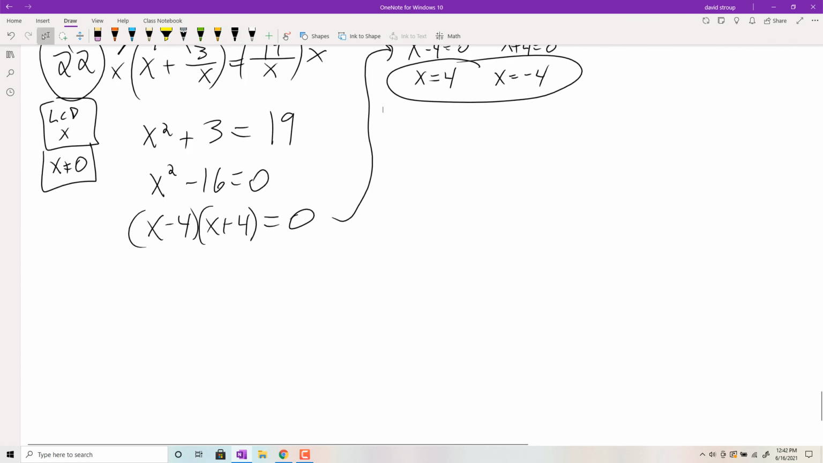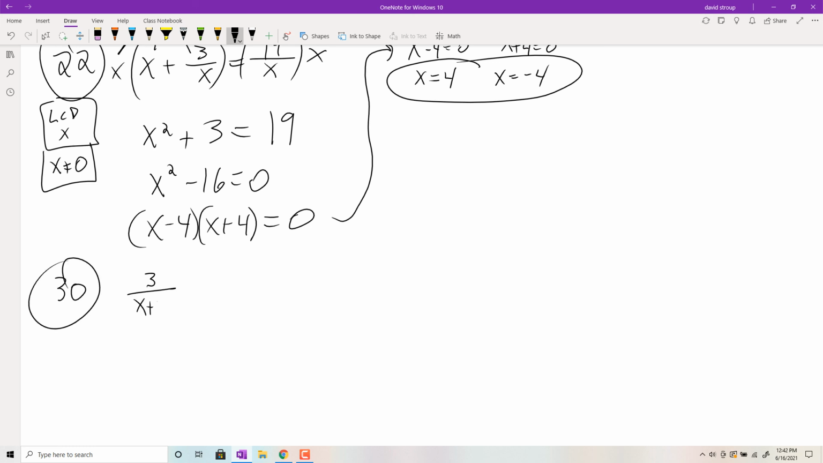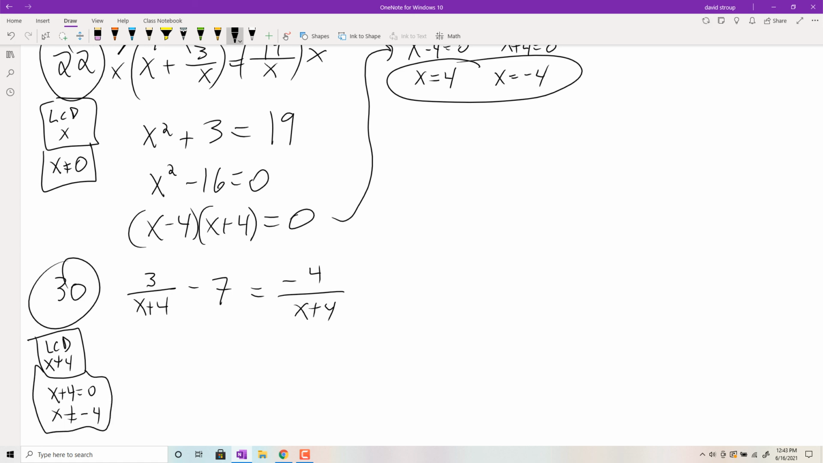Okay, next. Let's see how many more of these I got. Two more, and then we have some literal equations as well. Okay, so let's look at 30. 3 all over x plus 4 minus 7 equals negative 4 all over x plus 4. Okay, so the LCD this time is the x plus 4. The restriction, let's take x plus 4, set it equal to 0. So x can't be negative 4 in the end. Okay, so let's go at it. Multiplying everything by x plus 4 on both sides.